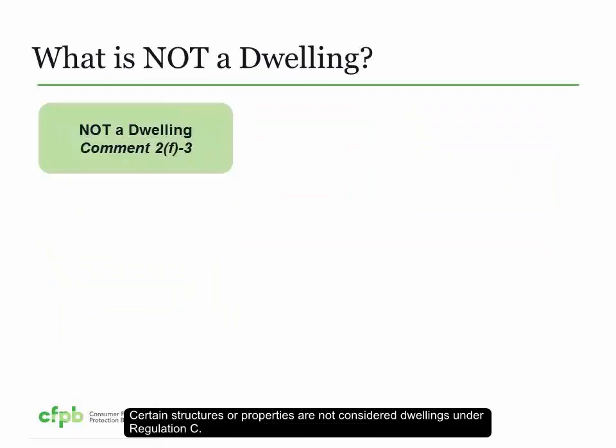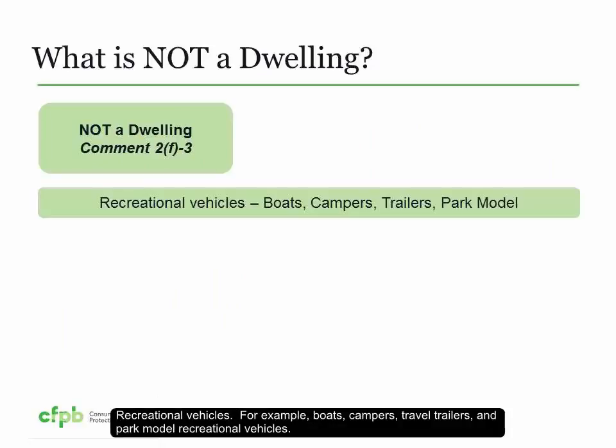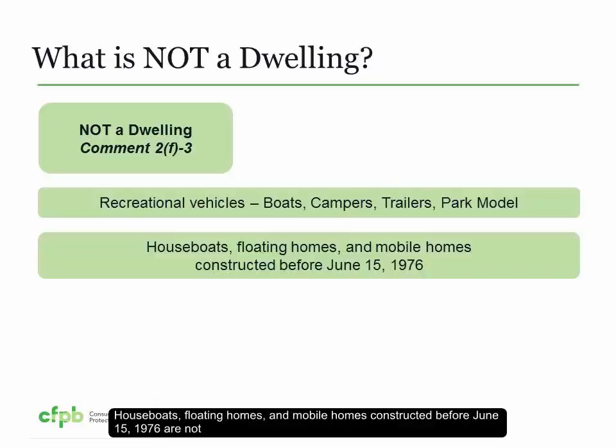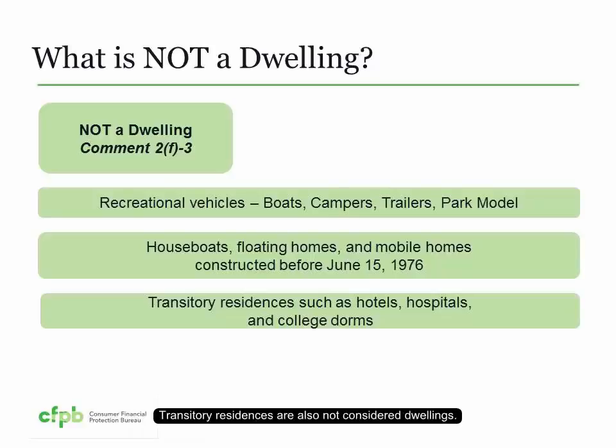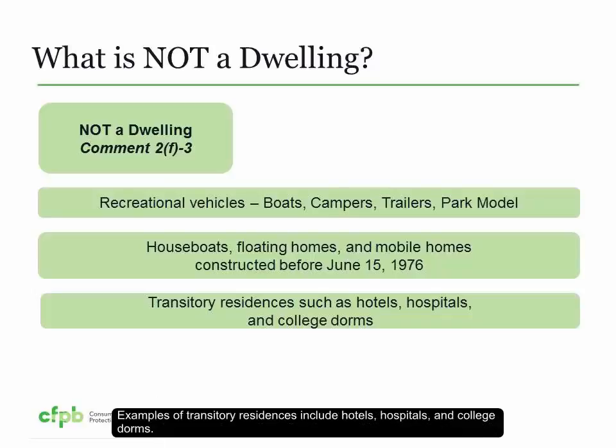Certain structures or properties are not considered dwellings under Regulation C. Here are some examples. Recreational vehicles, for example, boats, campers, travel trailers, and park model recreational vehicles. Houseboats, floating homes, and mobile homes constructed before June 15, 1976 are not considered dwellings, even if they are used as residences. Transitory residences are also not considered dwellings. Examples of transitory residences include hotels, hospitals, and college dorms.